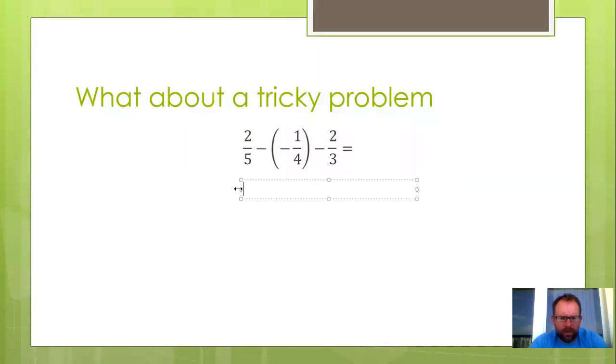So we end up with 2 plus, minus another fraction. Okay, now we end up with 2/5 plus 1/4 minus 2/3.